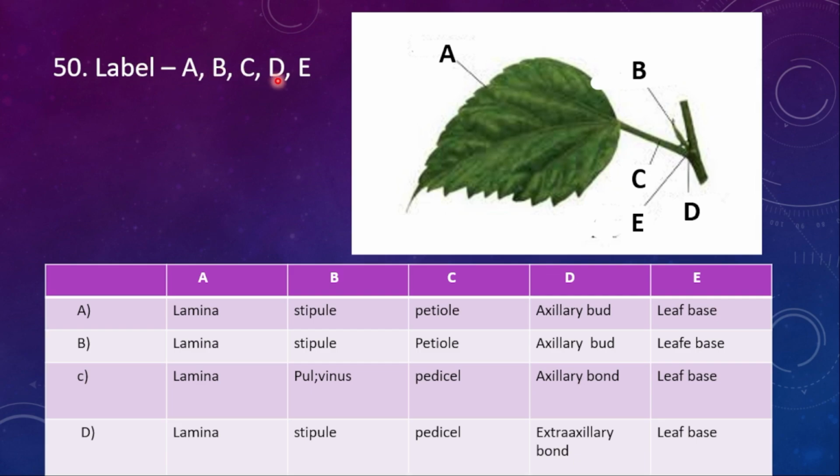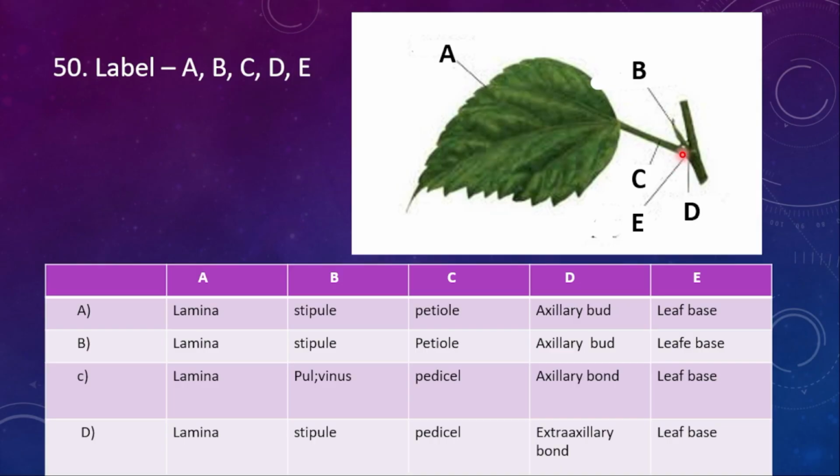Question number 50. Label A, B, C, D and E. What is A, what is B, what is C, what is E, and then what is D? Here A is lamina, the blade of the leaf. This one is said to be a leaf blade, or else it is also called as lamina. B is stipule, a small outgrowth, and then C is petiole, the stalk of the leaf, and then D is axillary bud here somewhere, and then E is leaf base.